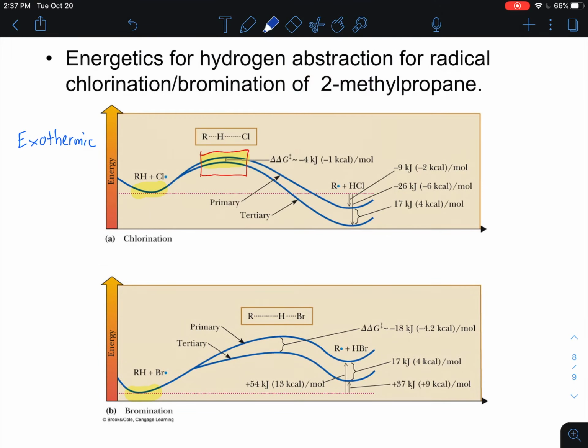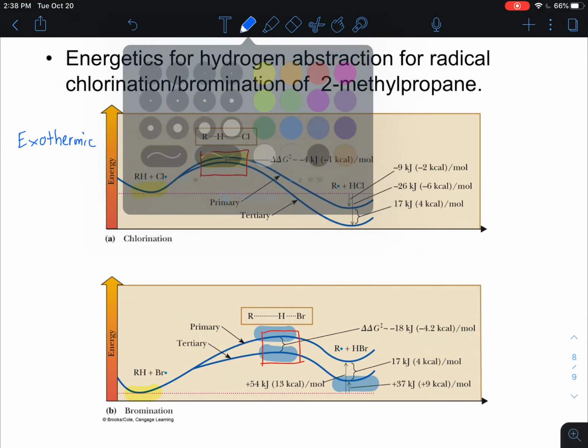reactant and product, and then the transition states are closer in energy to the product energy levels, so that's what we'd call a late transition state. But now what you see, if we zoom in on that, is immediately the energy difference between the two pathways, primary or tertiary, are substantially different. So in the big picture, that should make sense, right?